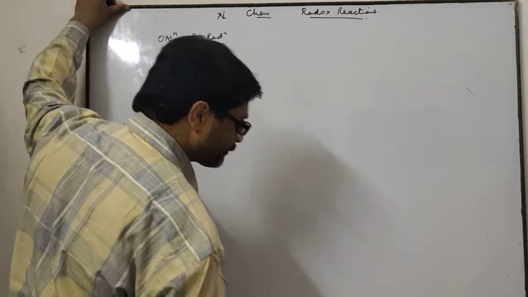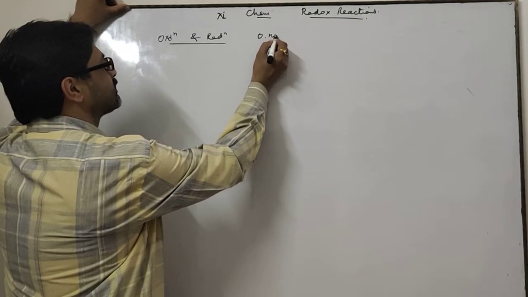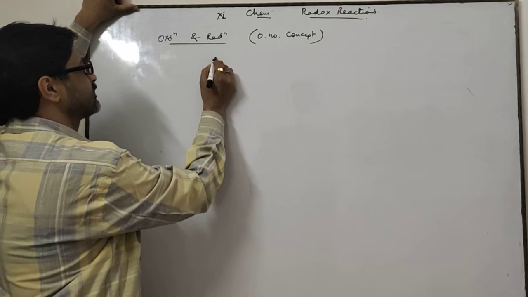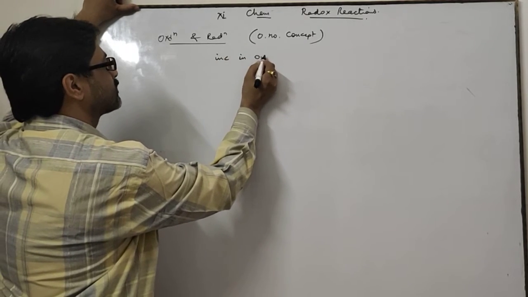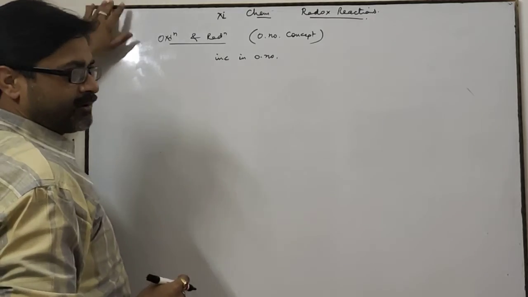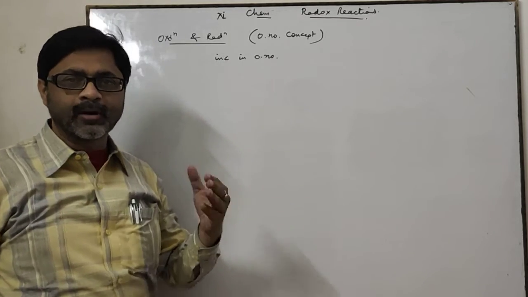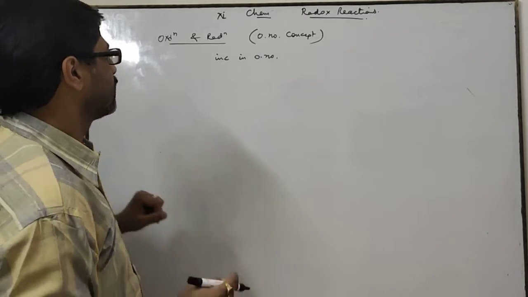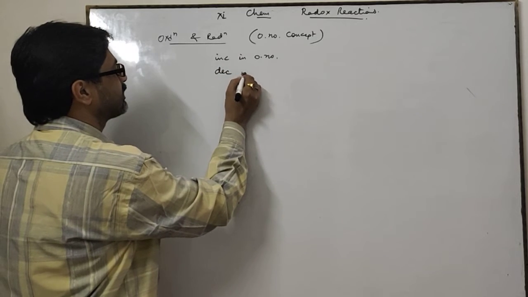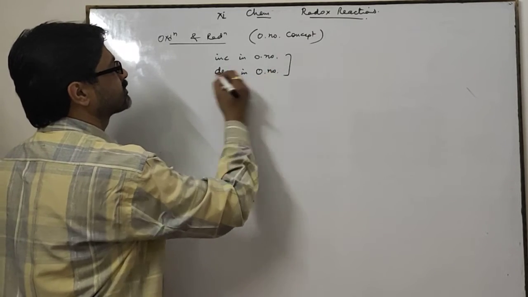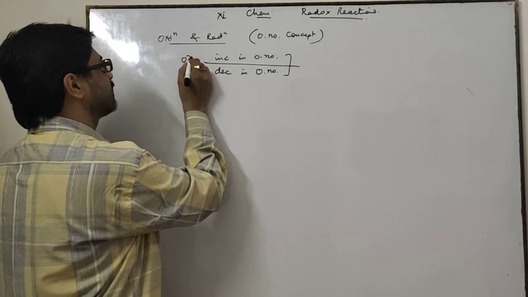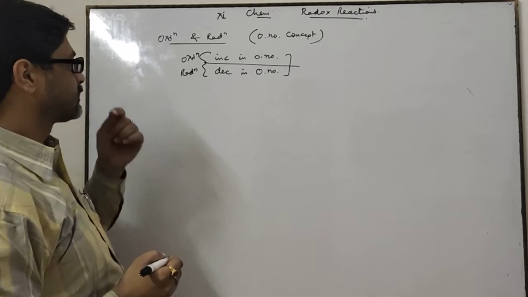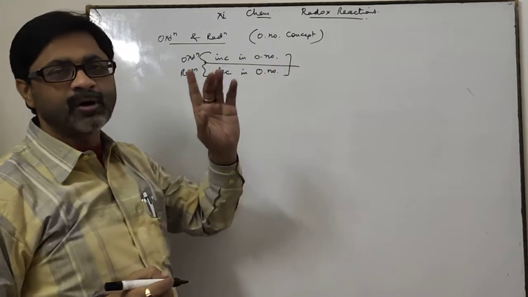What is oxidation? On the basis of oxidation number concept, the definition of oxidation is increase in oxidation number. If an atom or ion increases its oxidation number, then the process is called oxidation. If there is decrease in oxidation number, then the process is reduction. This one is oxidation and this one is reduction. This is about the oxidation reduction in terms of oxidation number.